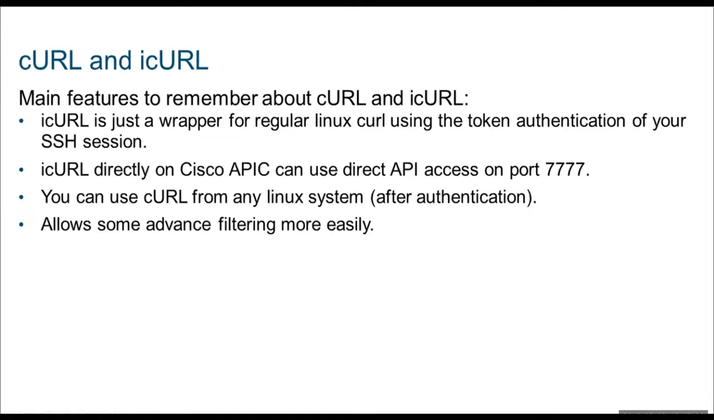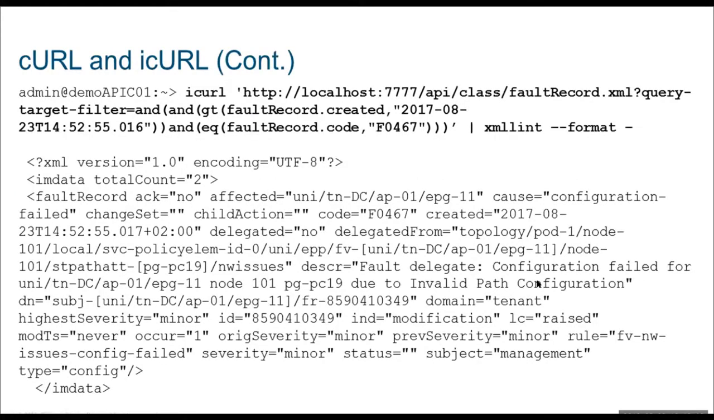And iCurl actually gives you a little bit more filtering features than curl does. Because it's specifically a wrapper, here you can actually see it's getting a fault record. What is the fault record number? This filter actually tells it that we want fault records of F0467, anything created greater than this particular date.